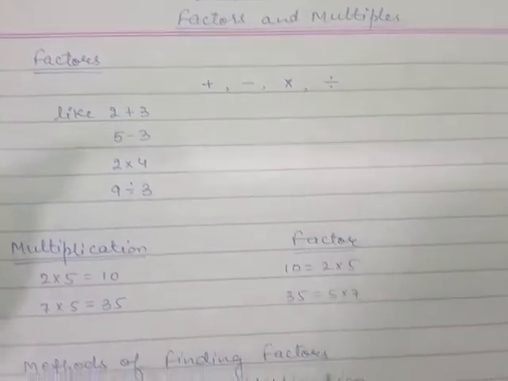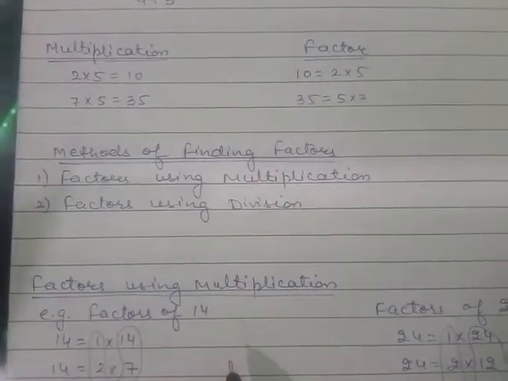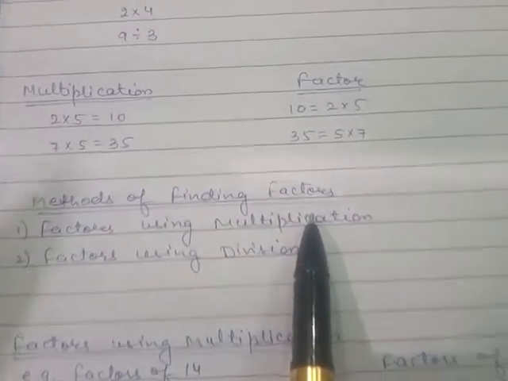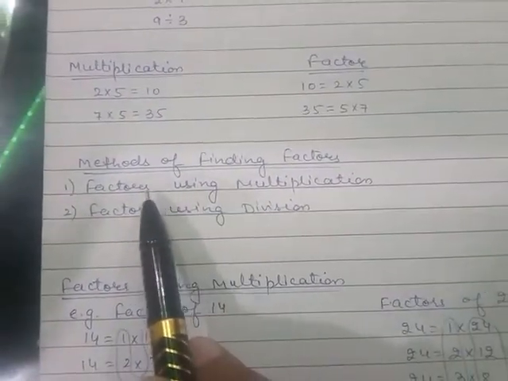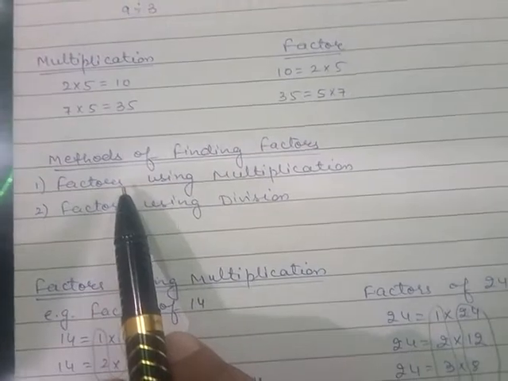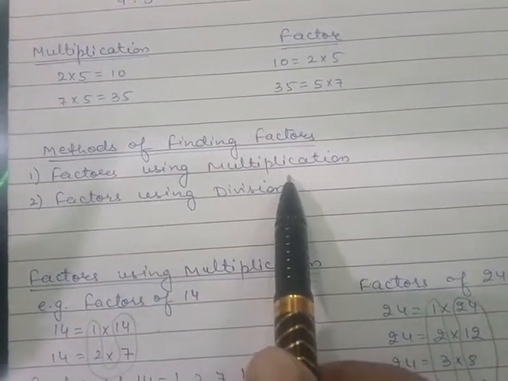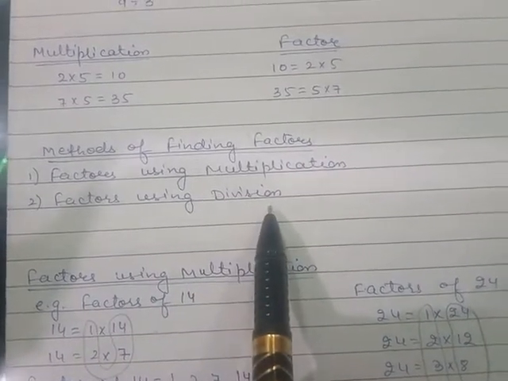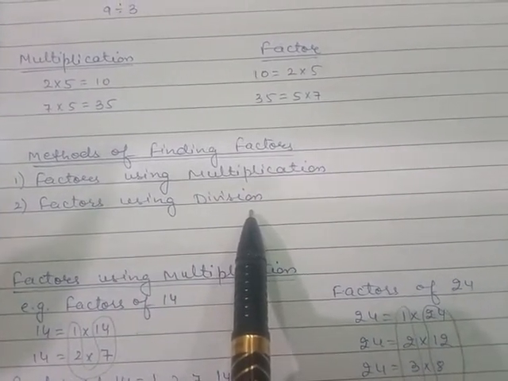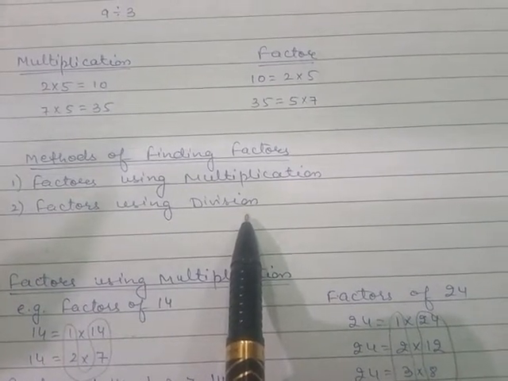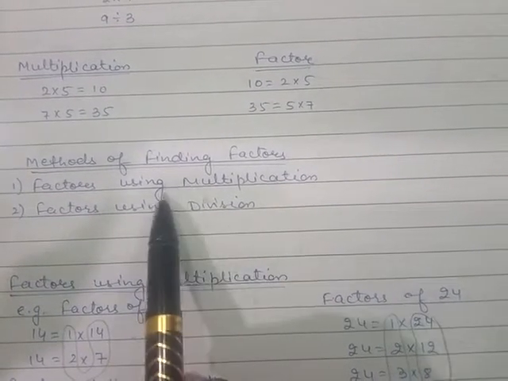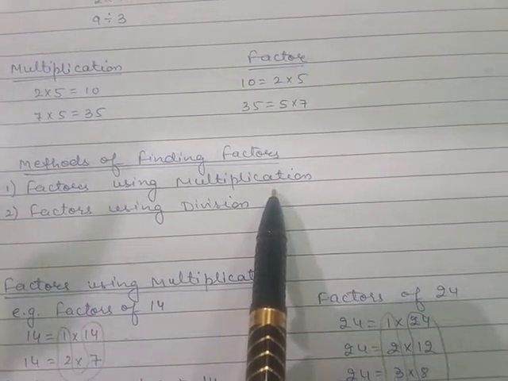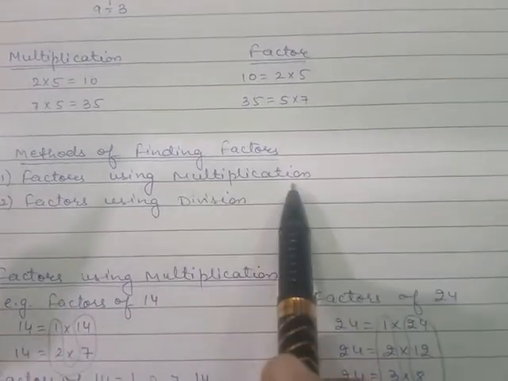Now we will discuss methods of finding factors. Here we have two methods through which we can find the factors. The first method is factors using multiplication, and the second is factors using division. One by one we will discuss these two methods. Generally we use the first method, that is, factors using multiplication.